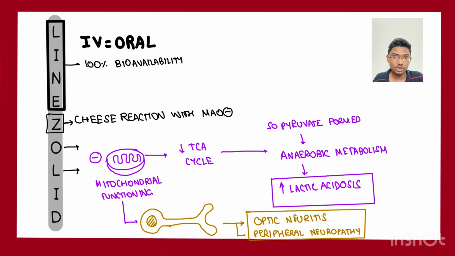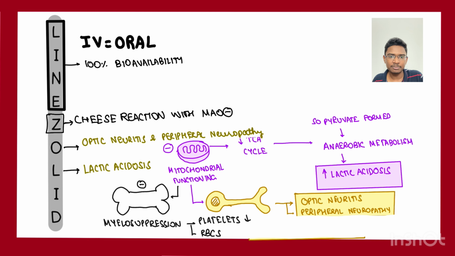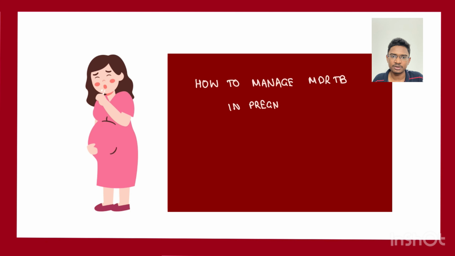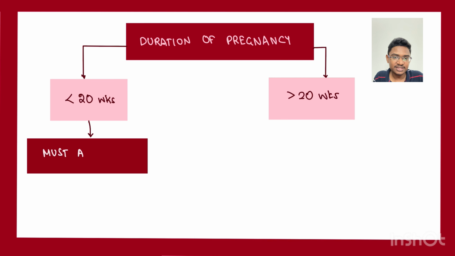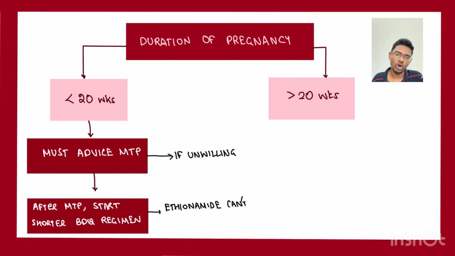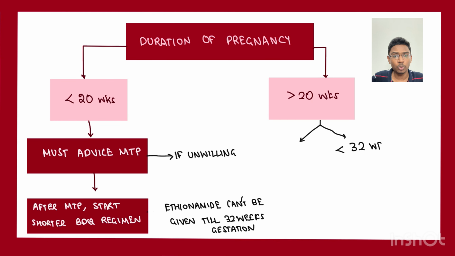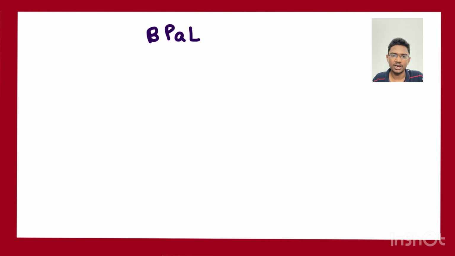Next, pregnancy management of MDR-TB: if it is less than 20 weeks, you must advise MTP, and after MTP start the shorter oral bedaquiline regimen. If it is more than 20 weeks and less than 32 weeks, where ethionamide can't be given, you should go for the longer oral TB regimen. And if it is more than 32 weeks, you can give both regimens depending on the decision between the obstetrician and pulmonologist. Okay, that's it.